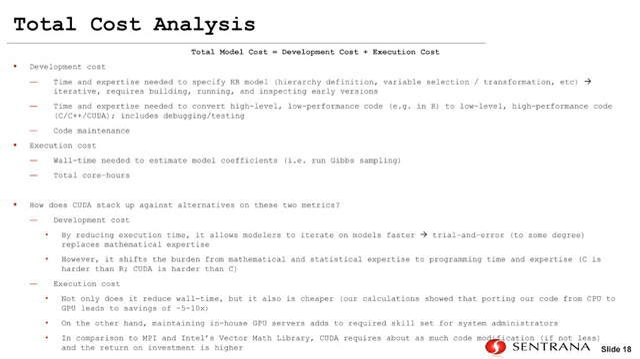Development cost is the time and expertise needed to specify the model, defining the hierarchies, variable selection, transformation. And this is an iterative process done by a mathematician or a statistician, a PhD. It requires building, running, and inspecting early versions of the model. They're iterating over different specifications, looking at the results, seeing what works better, re-specifying the model, all of that. So this is an expensive process. And I'm going to be very commercial here: if you take the money that you're paying a PhD per hour and multiply it by the time they spend on going through this, it's an expensive process.